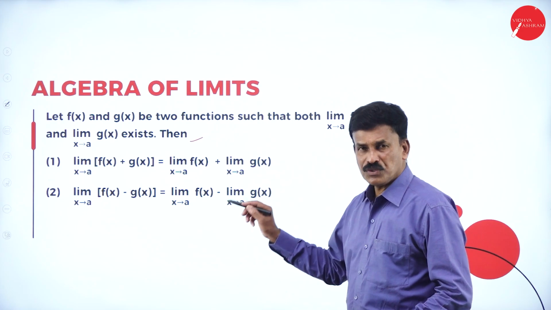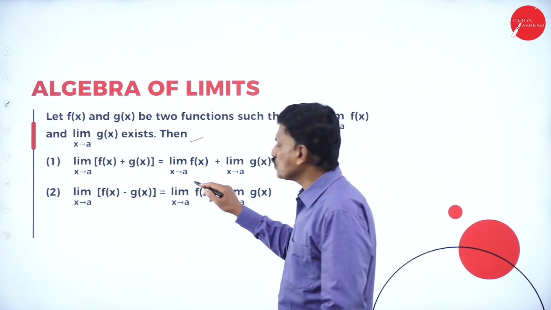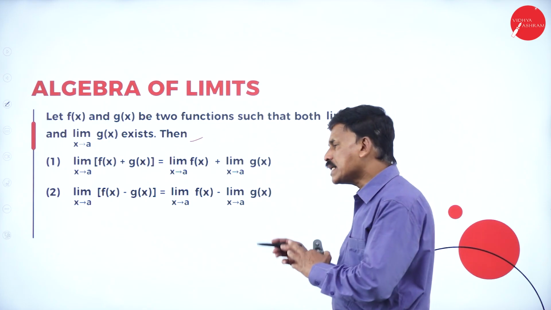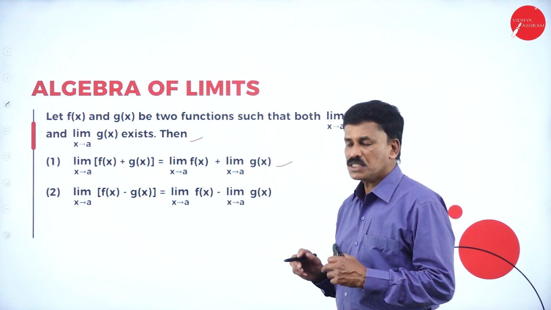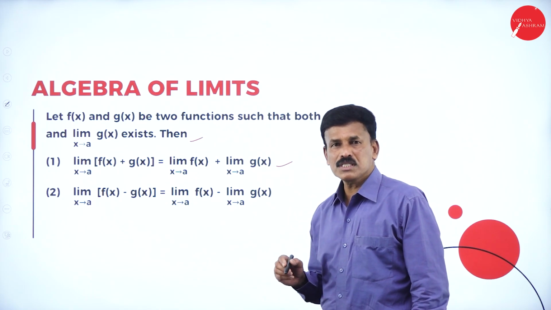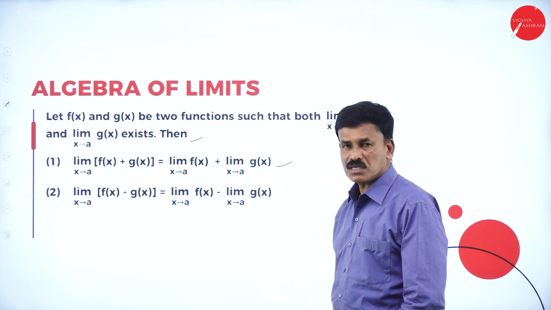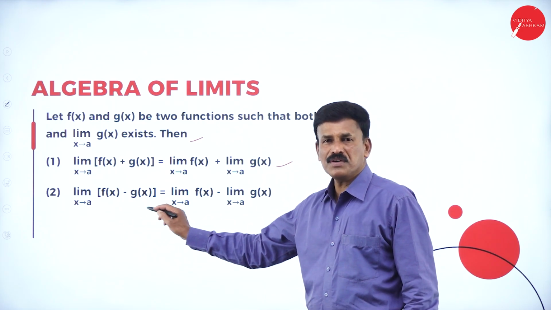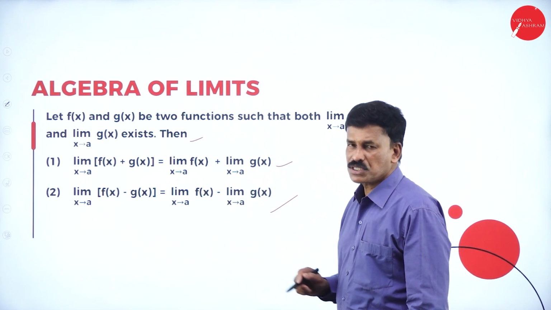Limit as x tends to a of f of x plus g of x is equal to the term by term limit. Just apply the limit for the first term plus the second term: limit as x tends to a of f of x plus limit as x tends to a of g of x. That is, just apply the limits for each and every term. Similarly, if it is minus, limit as x tends to a of f of x minus g of x can be written as limit as x tends to a of f of x minus limit as x tends to a of g of x.